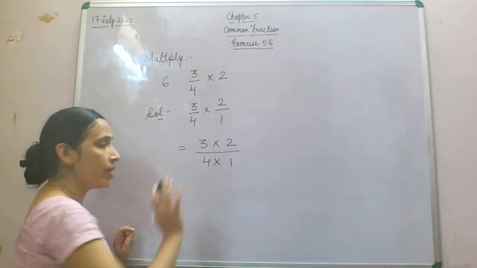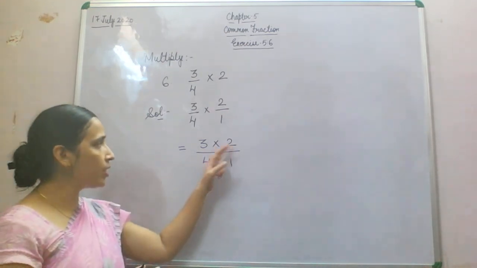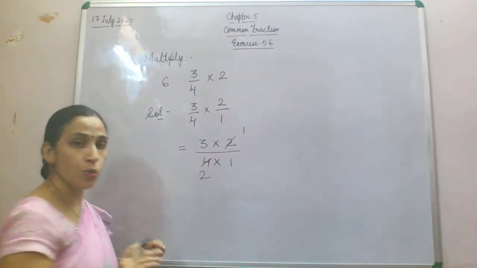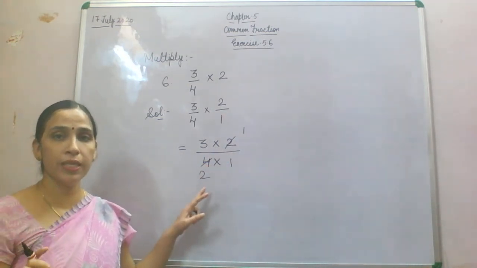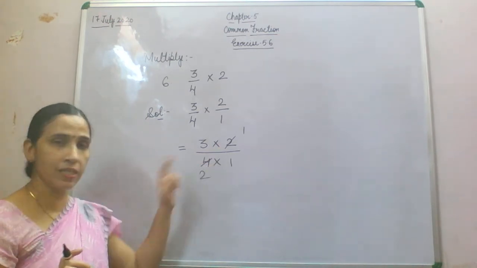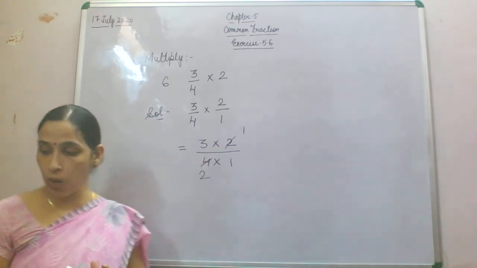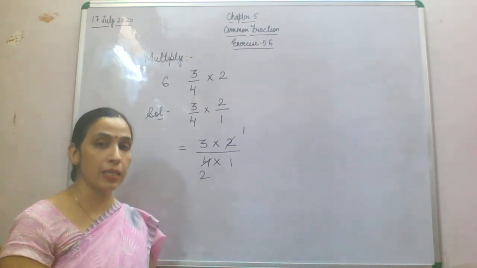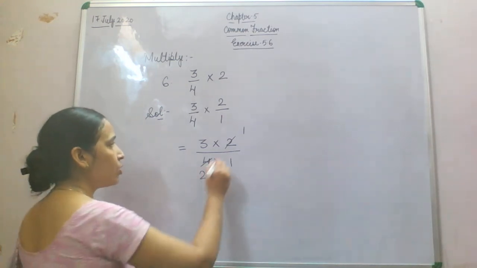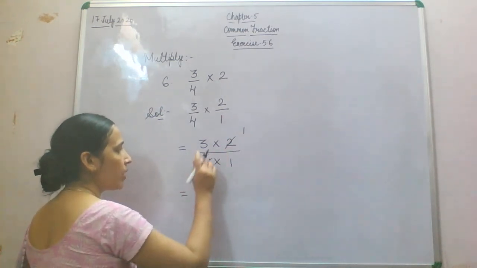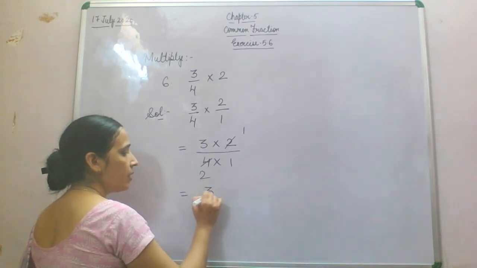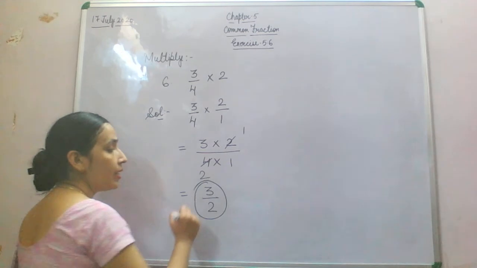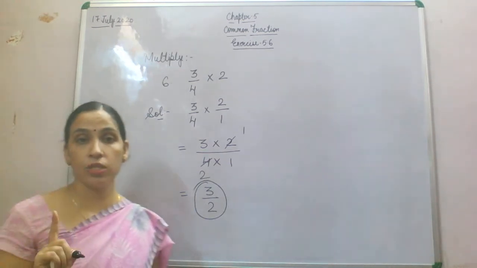Now here also you can reduce it. 2 ones are 2, 2 twos are 4. You can do the reducing into lowest terms in the second step also, or if you don't want to reduce it here, you can reduce after multiplication also. So I have reduced it. Now what have I got? 3 ones are 3 and 2 ones are 2, which is again an improper fraction.